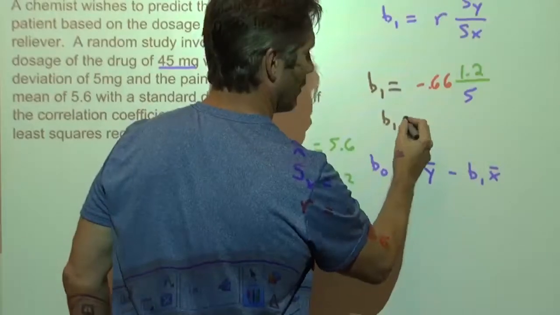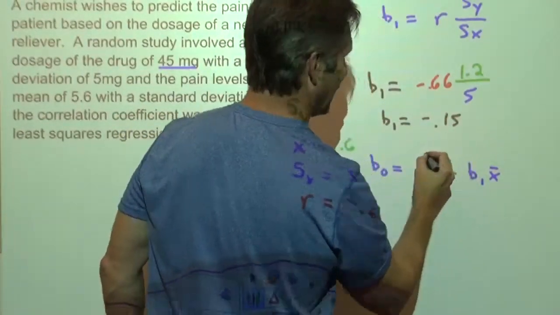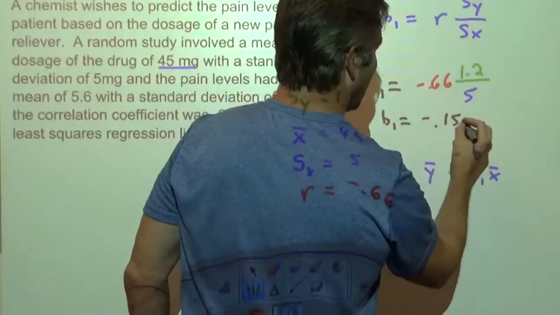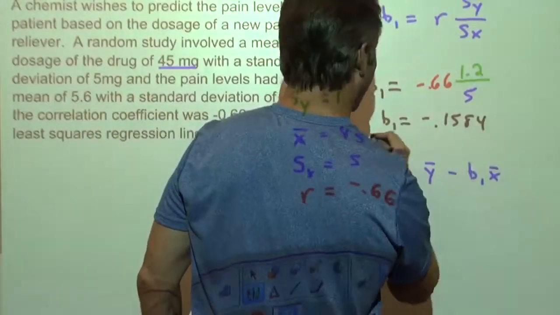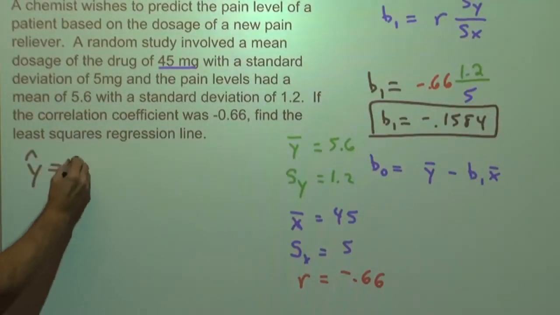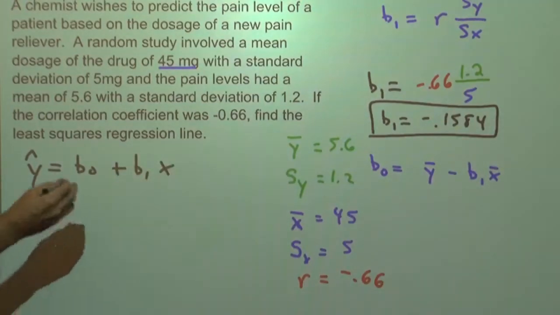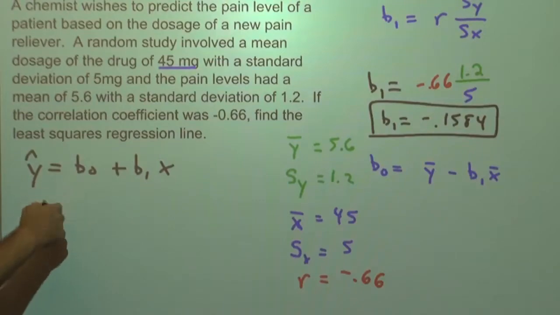And it turns out this slope, I've got it written down over here, I'm not going to pretend to do that all in my head, but it's going to be negative 0.1584. So there it is. We have the first component of the regression line. So far, y hat is b sub 0 plus b sub 1 x. We know the slope. Let's go find the y-intercept.